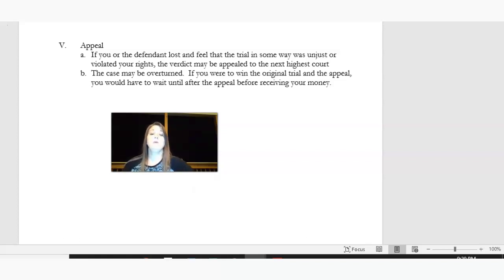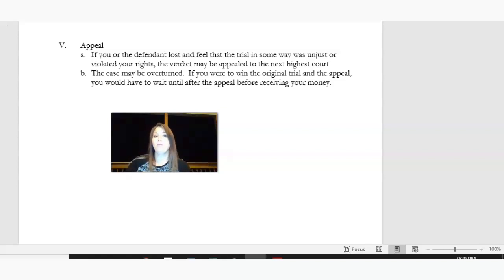And for our last step, let's say the plaintiff, of course, wins, but the defendant lost and felt that the trial was in some way unjust and violated his rights. You can have an appeal. Same thing applies in a criminal case. But the only way you can get an appeal is not because you don't like the outcome. It has to be because in some way, shape, or form, you feel like your rights have been violated. And so the verdict could be appealed to the next highest court.